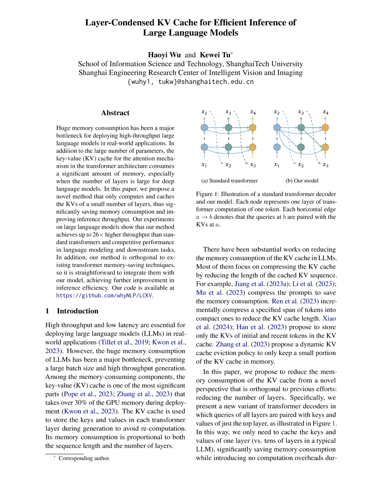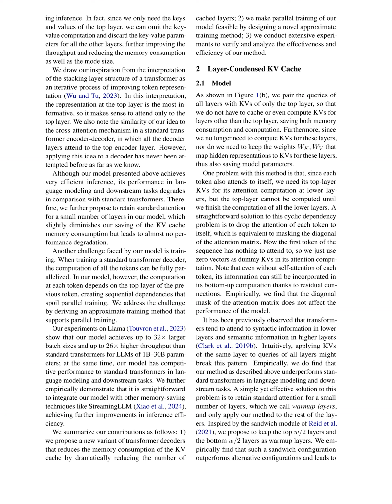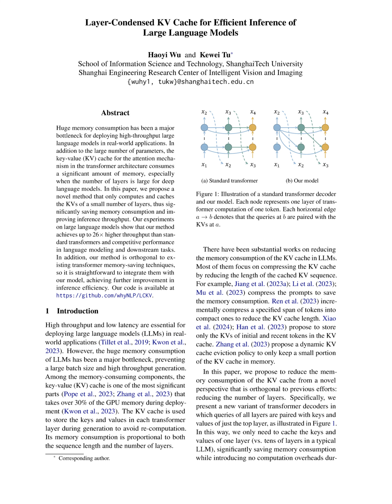in transformer decoders. By pairing the queries of all layers with keys and values of just the top layer, the method eliminates the need to cache or compute keys and values for layers other than the top layer. This approach significantly saves memory consumption without introducing computation overheads during inference, thus addressing the bottleneck of memory consumption in deploying large LLMs with high throughput and low latency.